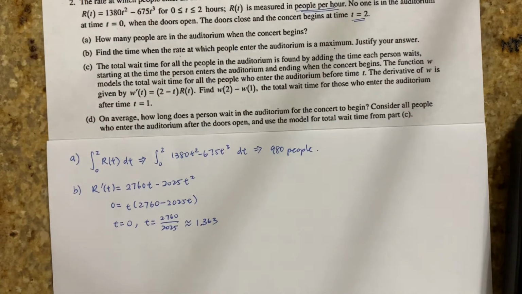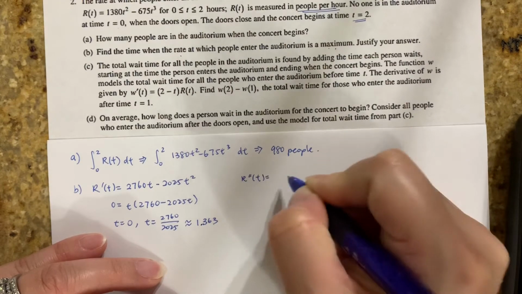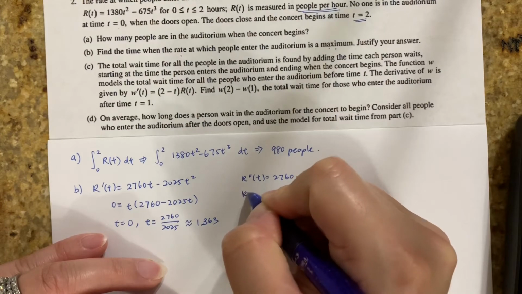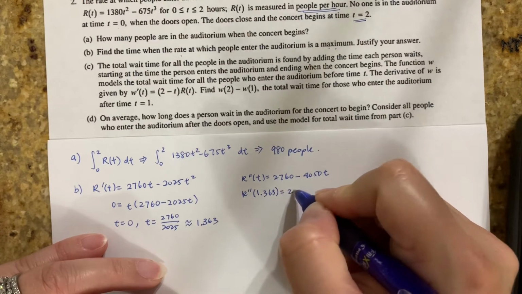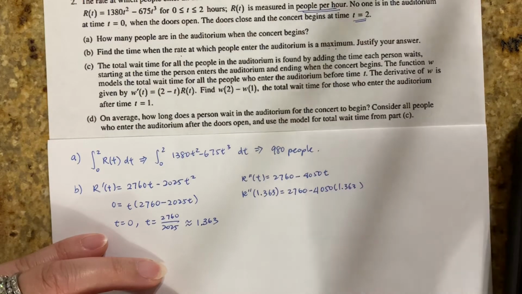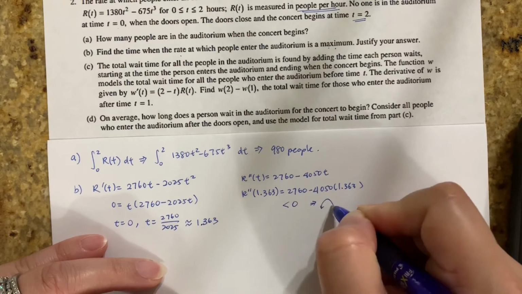So how do we know if this is a maximum? You check the concavity, which means you need to take another derivative. R double prime of t is 2760 minus 4050 t. Now we plug in 1.363: 2760 minus 4050 times 1.363. You don't even need to work it out. You can see that the answer is going to be negative, which means it concaves down.